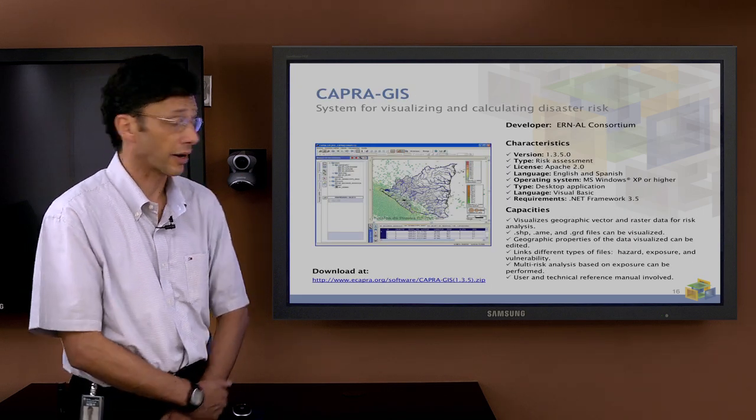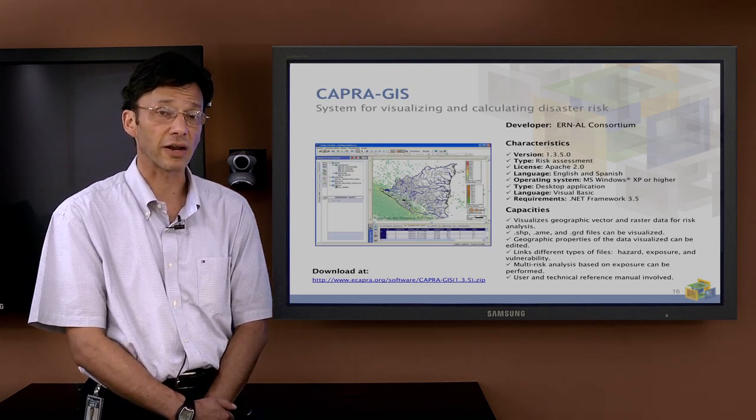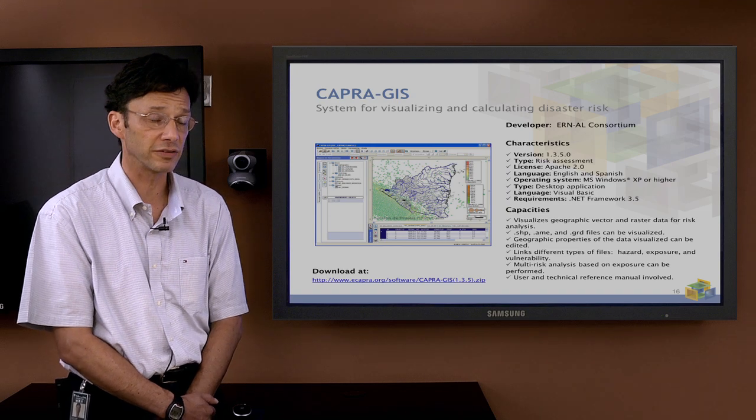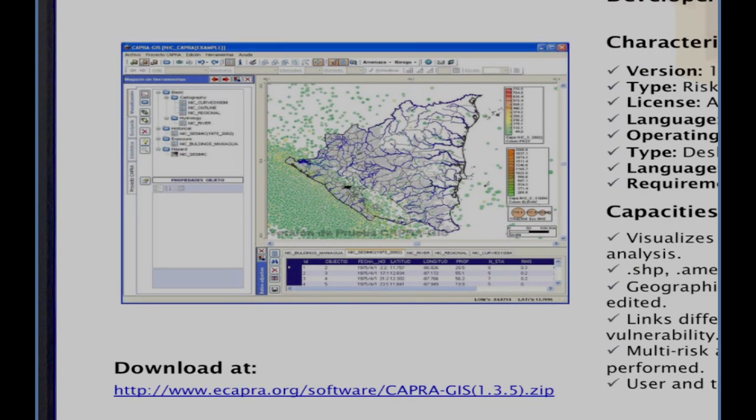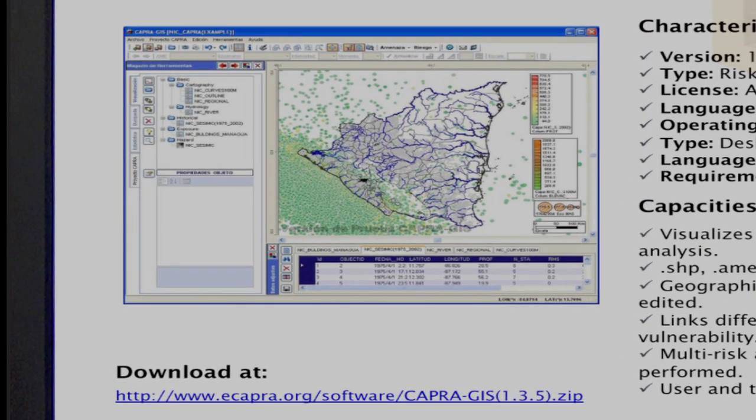Lastly, we have the CAPRA GIS tool, the fundamental risk analysis tool. It makes it possible to visualize all available geographic and exposure data and to read .ame, .shape, or .grd formats.